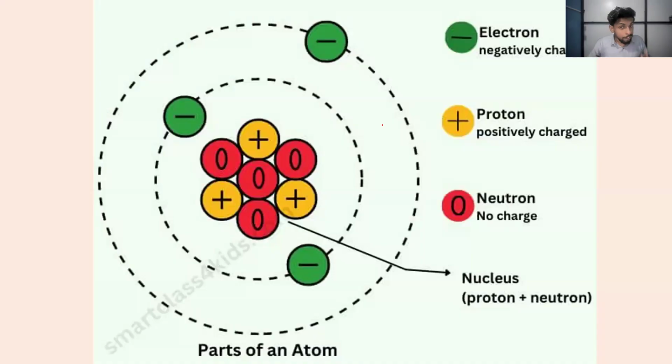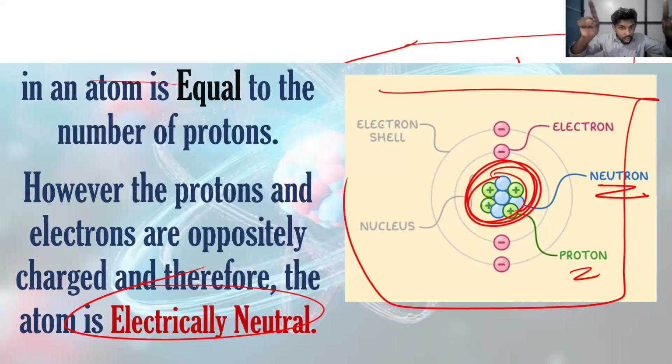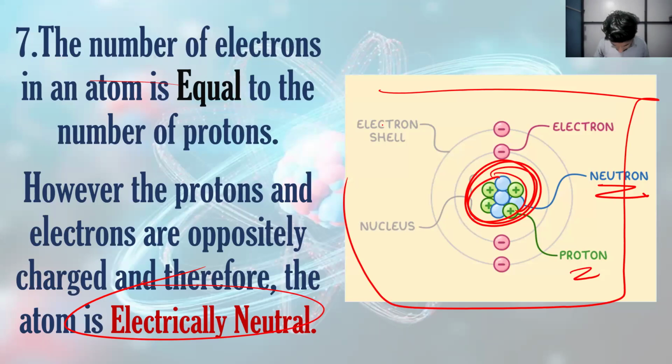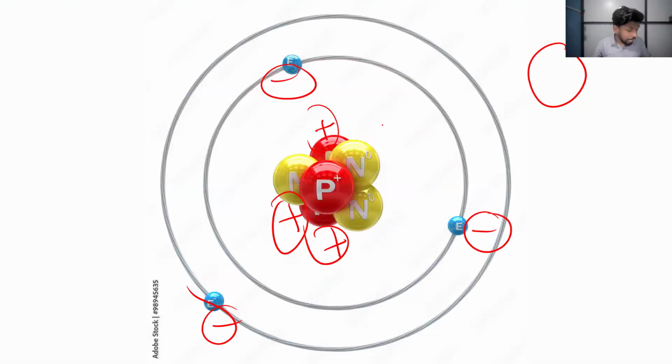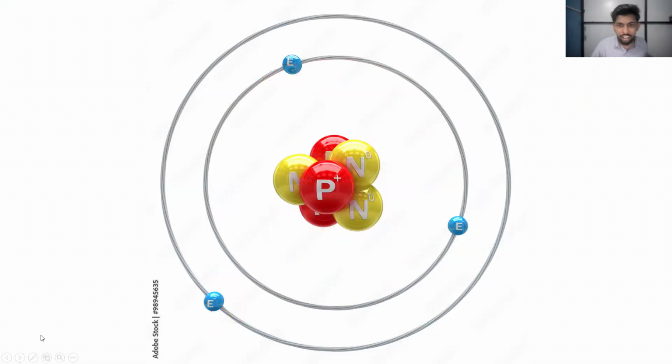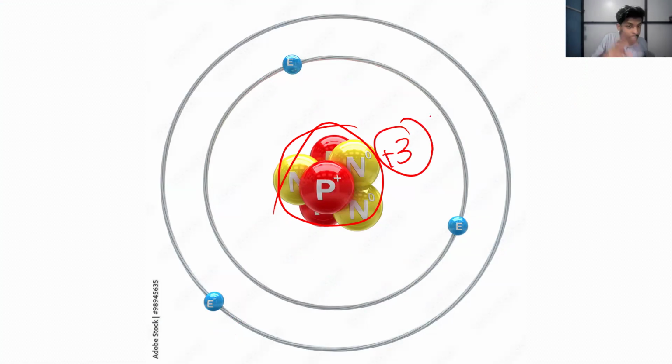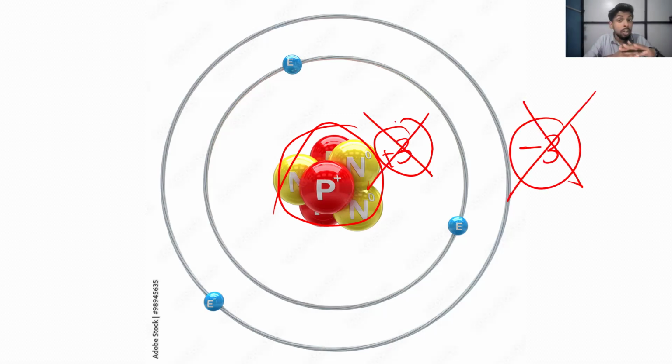And the seventh one, the very important one, the charge of the total atom. If I ask what is the charge of the total atom, what will be the answer? Total atom means we want to consider the nucleus and also the electrons. Just look at the picture here. We have 3 protons, so 3 positive charges. And already I said that if we have 3 protons, we will have 3 electrons, so 3 negative charges. So automatically they will be balanced.